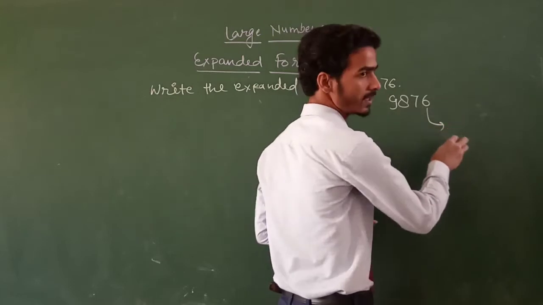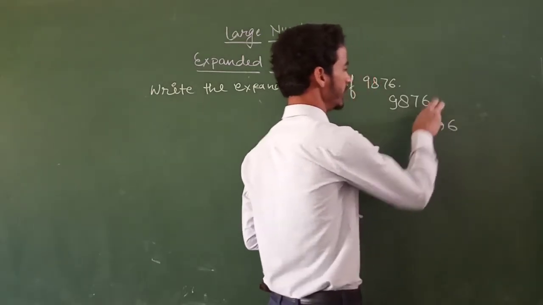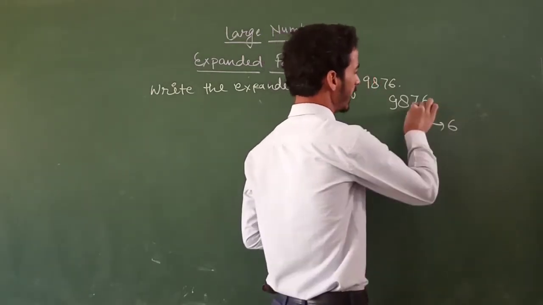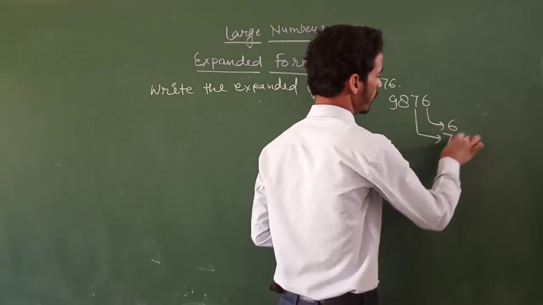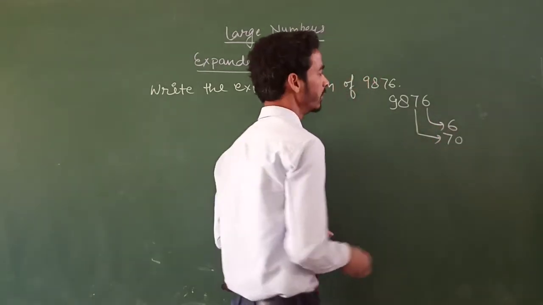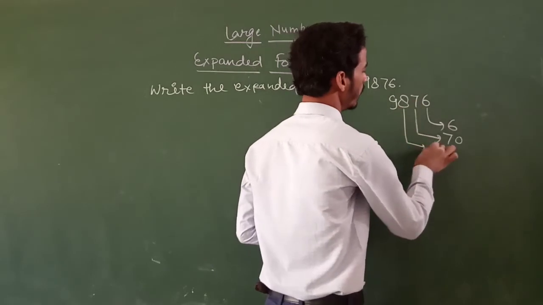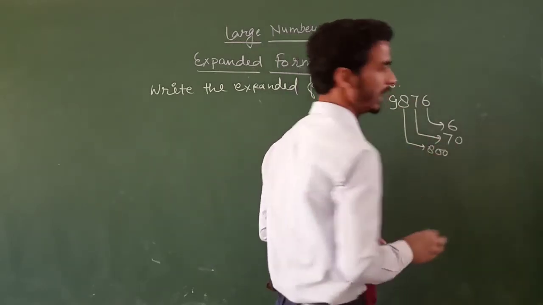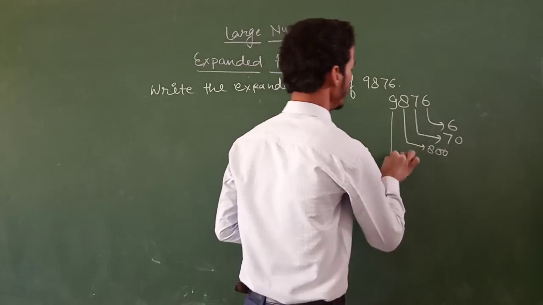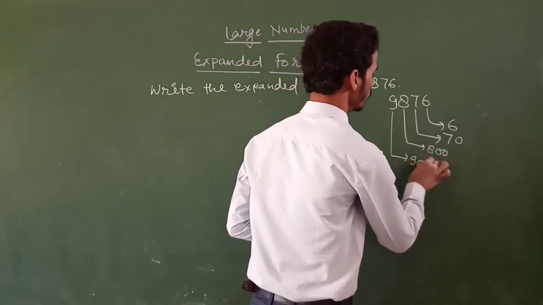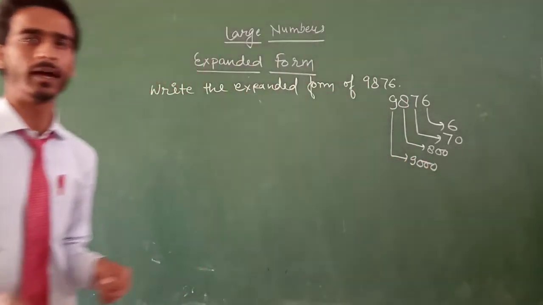The place value of 6 is 6 because it is on the 1's place, and 7 is on the 10's place, so the place value of 7 will be 70. And 8 is on the 100's place, so the place value of 8 will be 800. And 9 is on the 1000's place, so the place value of 9 will be 9000.